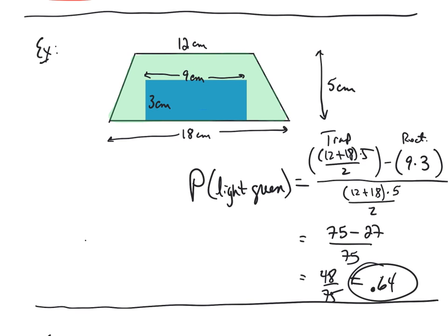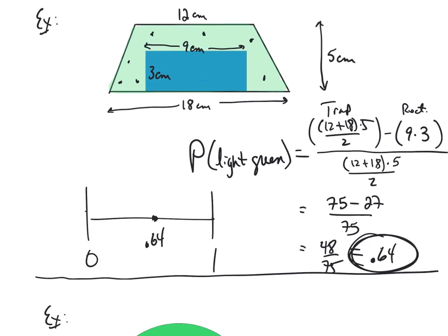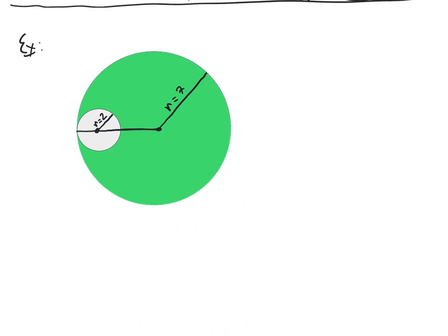So the probability of selecting a point in the light green region, so picking a point here or here or here or here, is 0.64. Remembering, probability runs on a scale from 0 to 1, so 0.64 is going to be right in about there somewhere. Okay, and I've got one more of these to do.